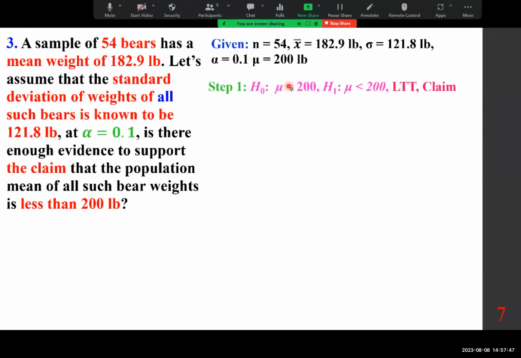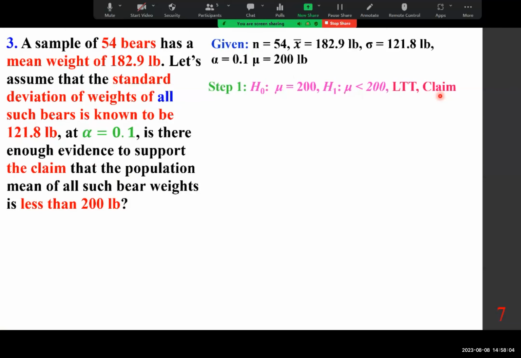What are we testing? Test the claim that it's less than 200 pounds. Mu is less than 200. What does it make it? Left tail test, and that's a claim.